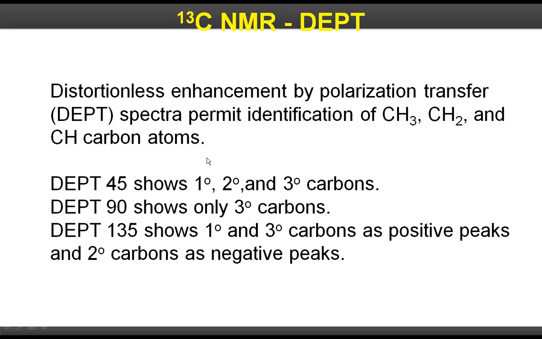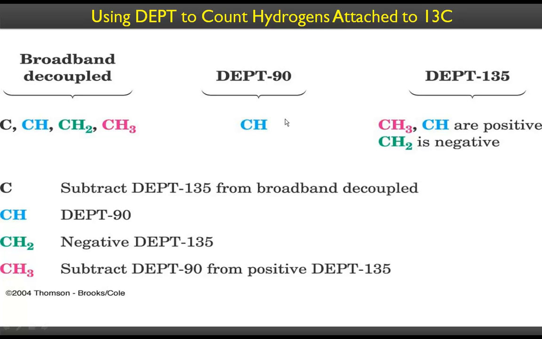So just to remember, DEPT is the technique that we have developed to identify different types of carbons present in a given carbon compound, right? Normally carbon compounds have quite a few carbons, some of them attached to 3 hydrogens, some to 2 hydrogens, some to 1 hydrogen, some to none. Depending on that, we differentiate all these carbons as quaternary, tertiary, secondary and primary, right?